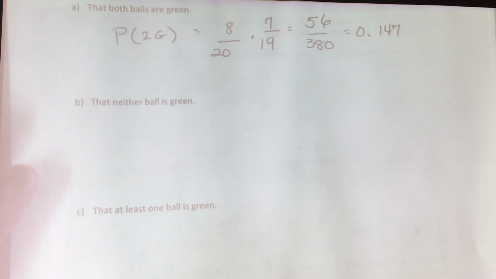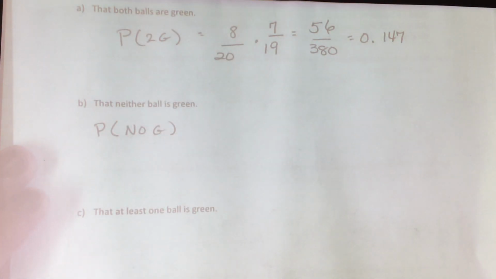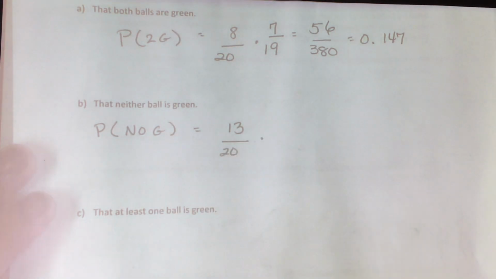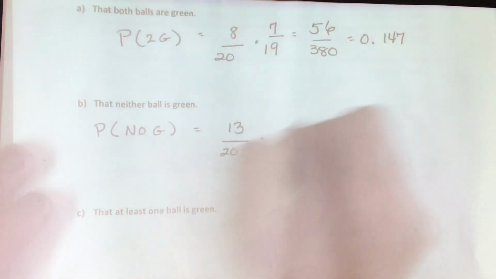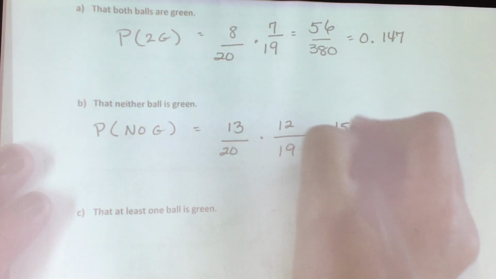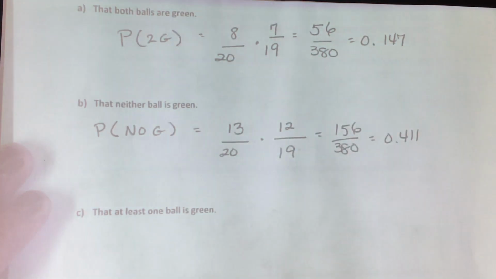Letter B, the probability that neither ball is green. To find the probability of no green balls, now you have 13 that are not green when you first draw a ball, and the second time you draw, you're left with 12 that are not green. So 12 out of a total of 19. So you have 156 over 380, which is 0.411.